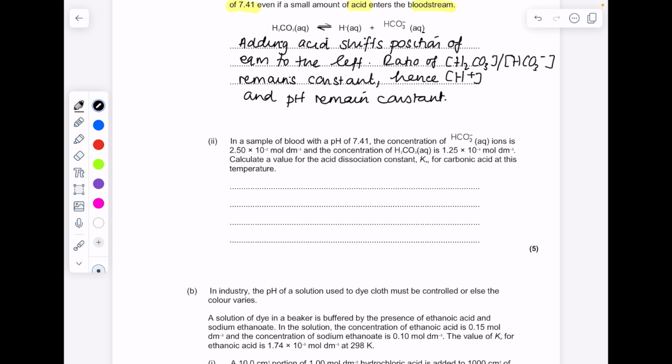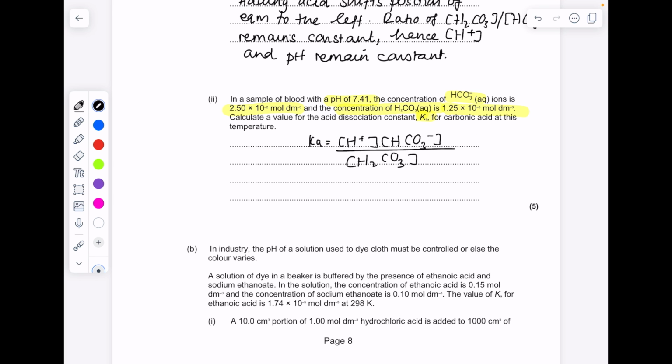In a sample of blood with a pH of 7.41, the concentration of hydrogen carbonate ions is 2.5 times 10 to the minus 2. The concentration of carbonic acid is this. Calculate a value for Ka, the acid dissociation constant. Write your expression. Now to find the concentration of H+ ions, remember we do 10 to the minus pH. We were told that was 7.41. And then sub in our values into our expression.